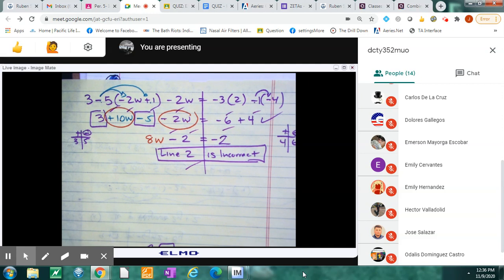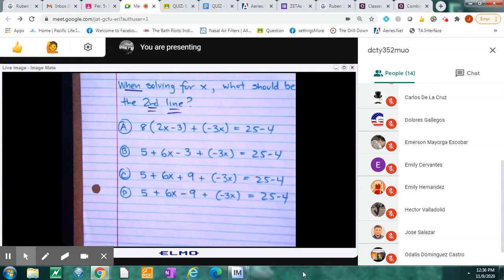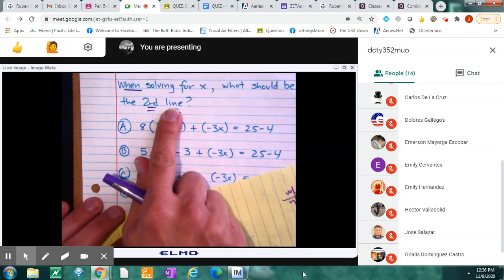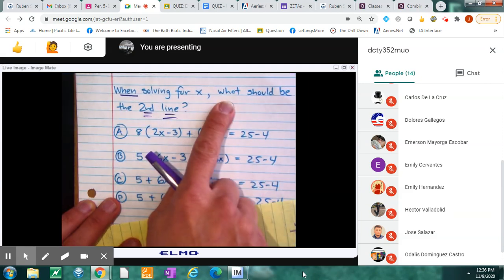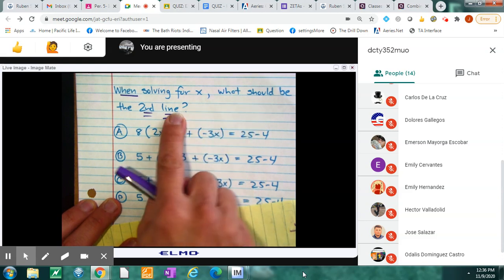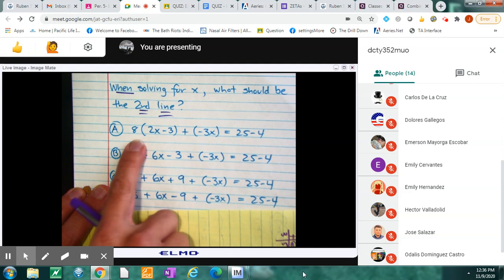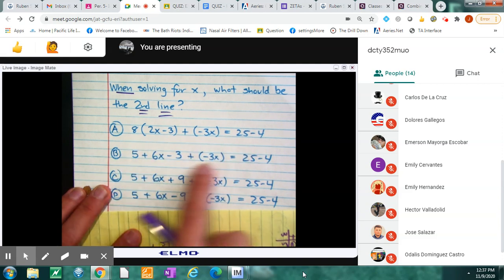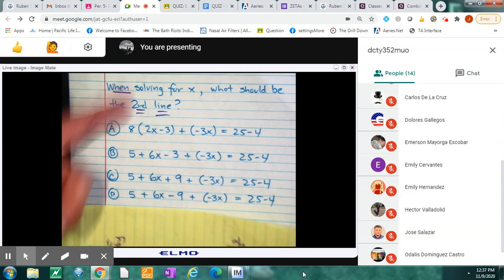All right, and then the last one. I kind of messed up here, but if you look at this, it says, when solving for x, what should be the first line? But I put second line, but that's fine. But you see the answers. And do you have to solve? No, you don't have to solve. All you have to do is the work.